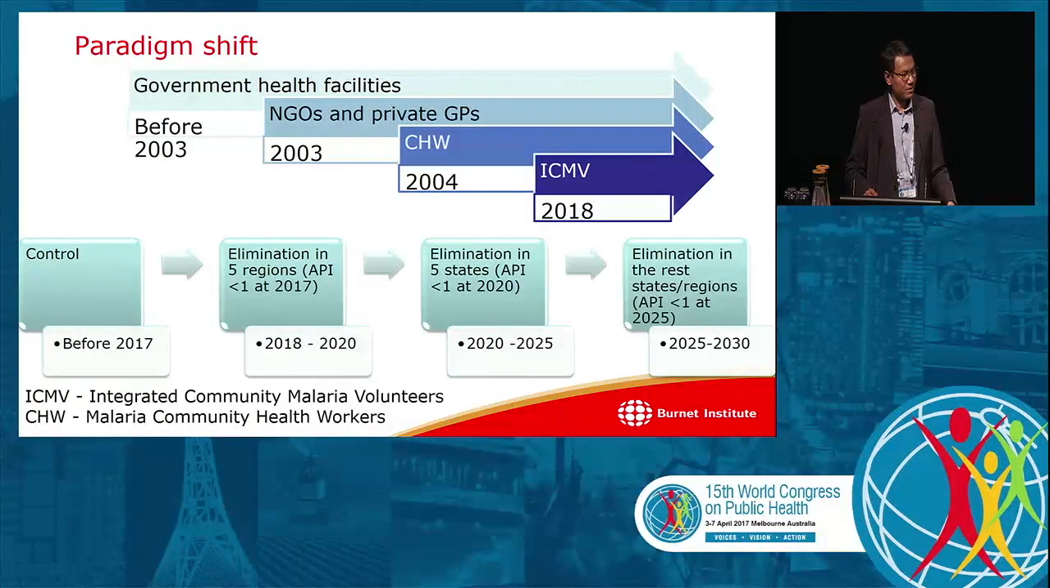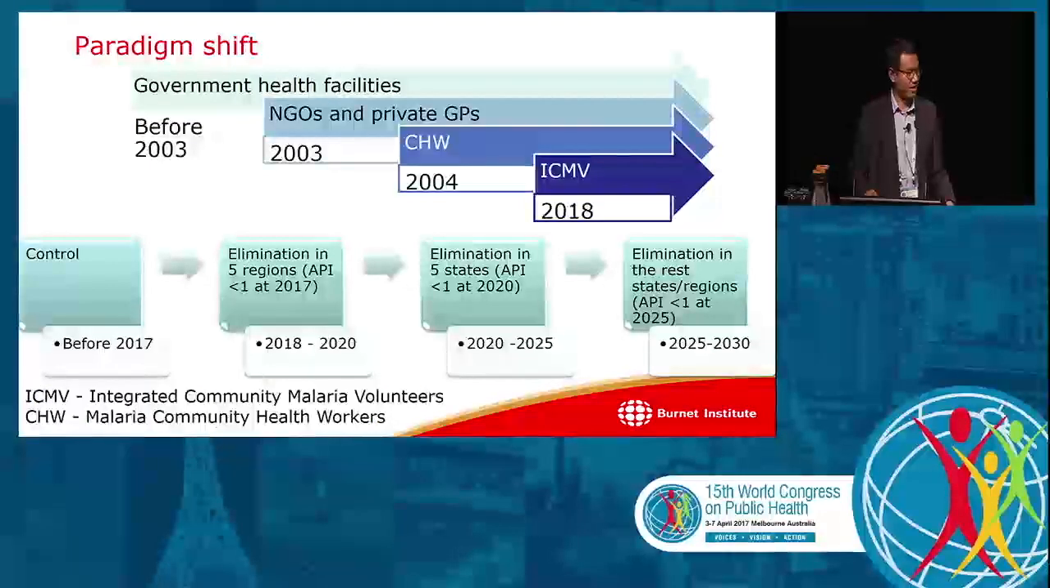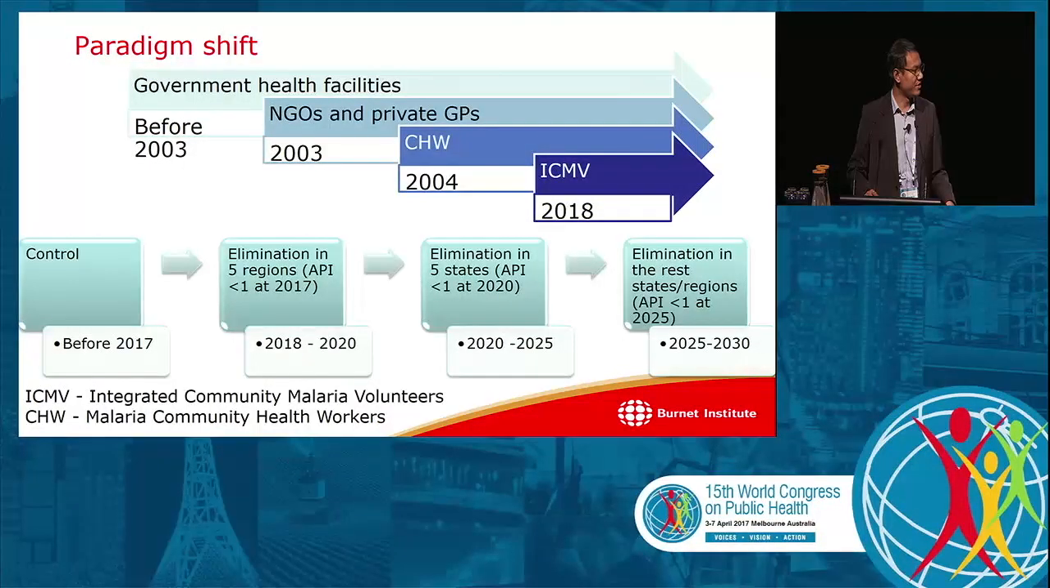So now we are heading to the malaria elimination in Myanmar, because we already agreed to eliminate malaria in 2030. So the target is to eliminate malaria in 5 provinces in Myanmar before 2020, another 5 provinces in 2025, and the rest of the provinces in 2030. So starting from next year, 2018, a new model has to be deployed in Myanmar, which is called the Integrated Community Malaria Volunteer, for a couple of reasons.